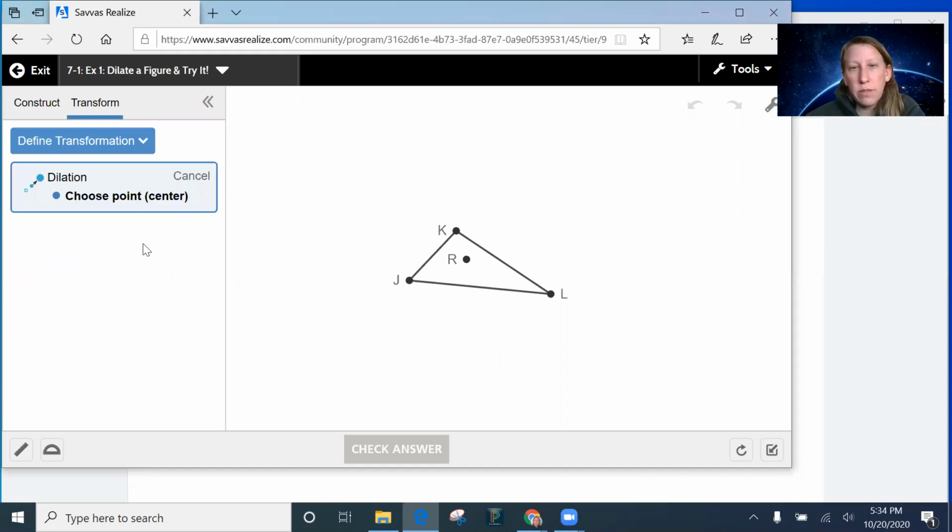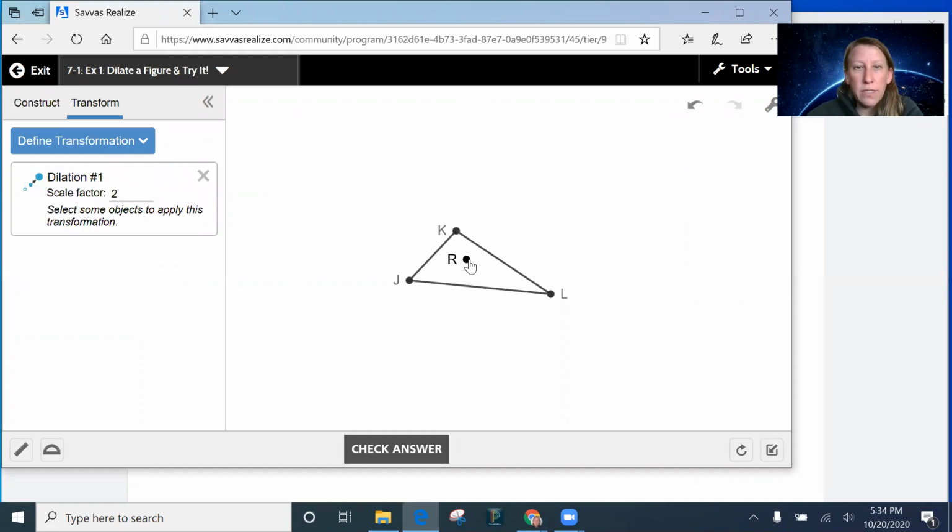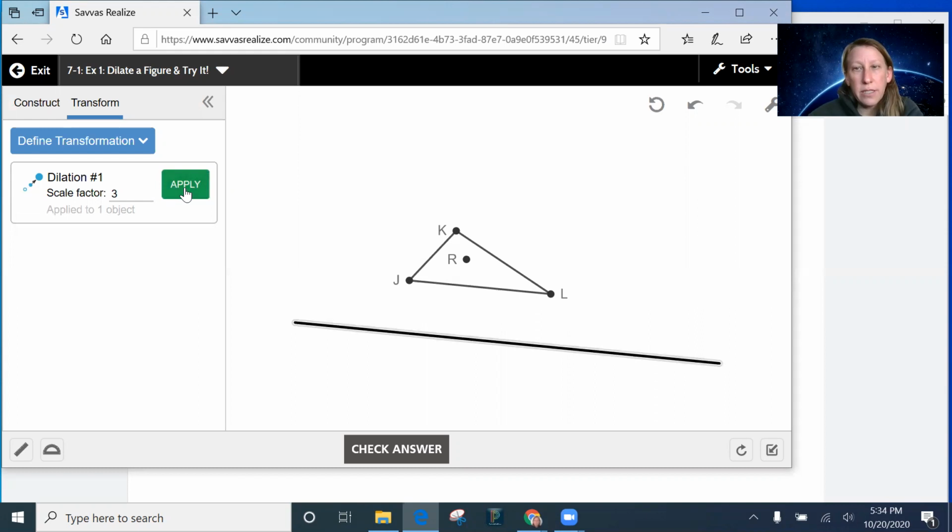This is a Desmos activity. It says, for a dilation, you need to choose a point, which we call the center of dilation. They're telling us that we're going to dilate from point R. And the scale factor that we're going to dilate it is 3. It says to select some object to apply this transformation. So I'm going to choose line segment JL, and I'm going to apply that dilation.